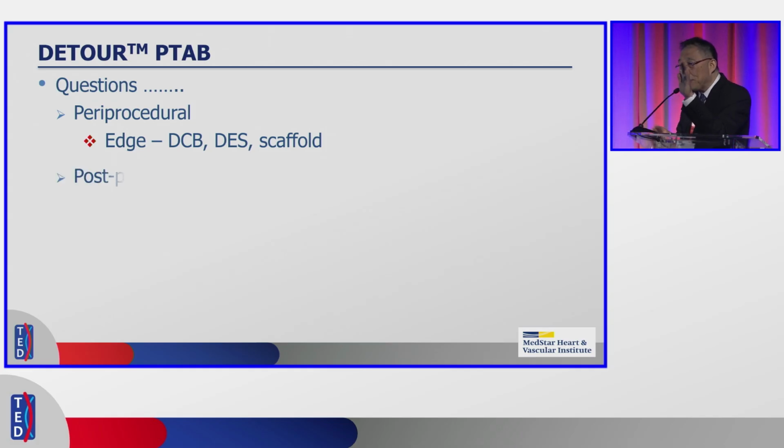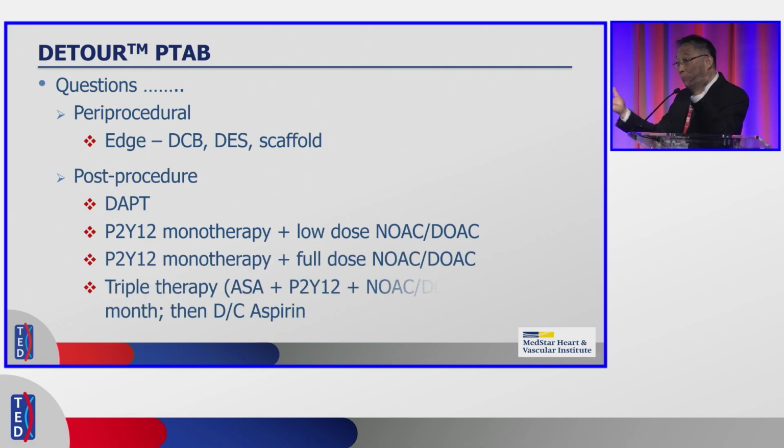Then, of course, after the procedure is DAPT, P2Y12 monotherapy plus low-dose rivaroxaban, or full-dose rivaroxaban, or what we do in the coronaries, triple therapy for 1 month, then go to dual therapy with low-dose rivaroxaban. Something we need to basically get an answer to.